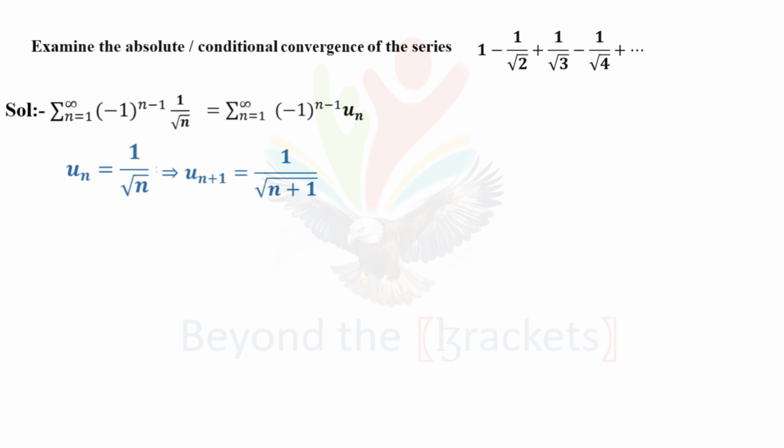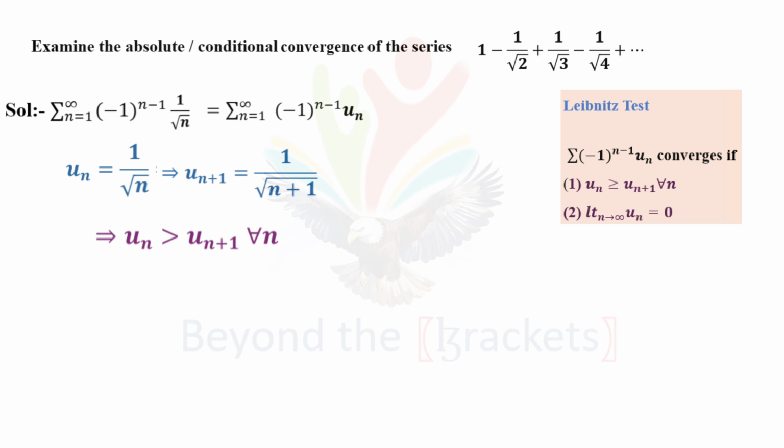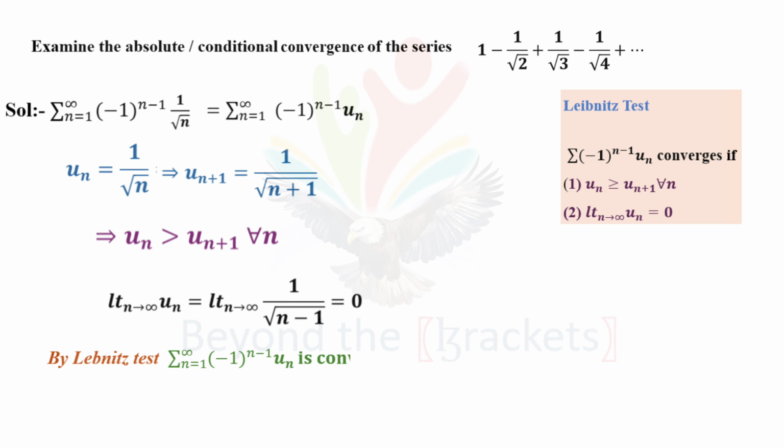Again, the numerators of both the terms are same and the denominator of un plus 1 is greater than the denominator of un. So, un will be greater than un plus 1. The first condition of Leibniz test is satisfied. For the second condition, take limit as n tends to infinity un, which will be 0. So, both the conditions of Leibniz test are satisfied. That means the given series is convergent.